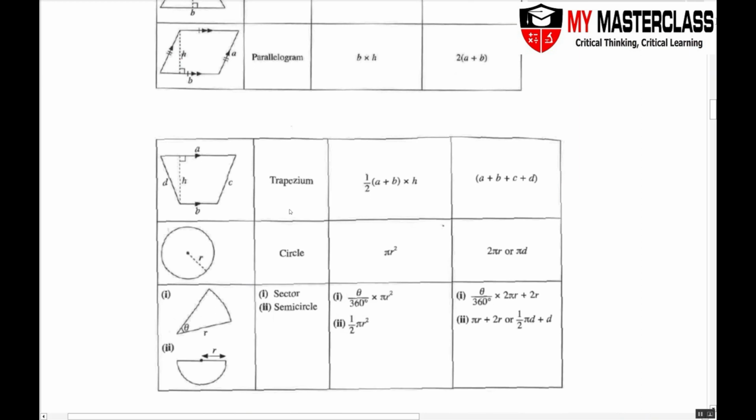Firstly, you have your trapezium. The area of a trapezium is half times (A plus B) times your perpendicular height. Whenever you see the H in the formula list, this always represents your perpendicular height. This A plus B, if I put it in terms of words, is the sum of your parallel sides.